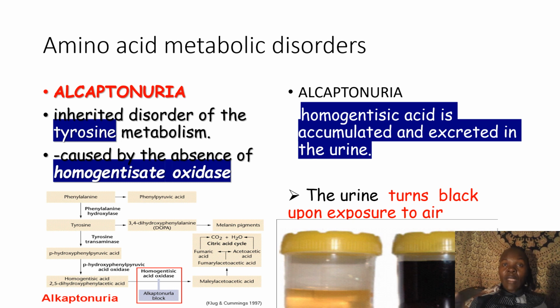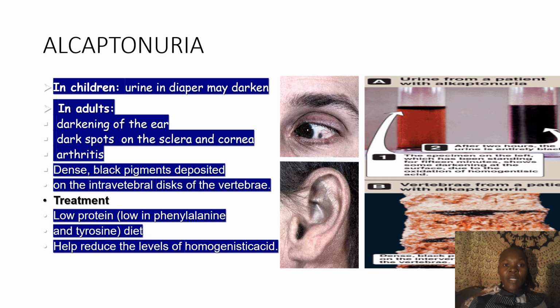If it affects the child, a diaper, when exposed to air for some time, will turn black. For adults, we have some of the characteristics which we are going to discuss. So the urine will turn black when exposed to air. You can see the one in black, that is for the alkaptonuria, but this is for the normal urine. So the homogentisic acid is accumulated and excreted in urine, that is alkaptonuria. So a bit in children, the urine in the diaper may darken.